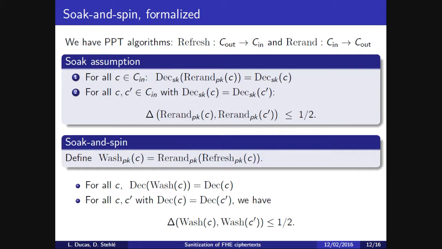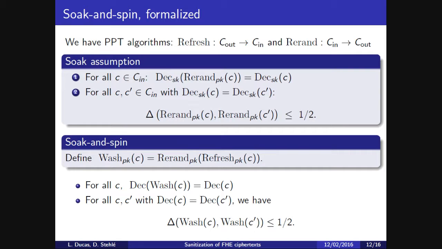So first, we want this re-randomization function to not affect the underlying plaintext. So the decryption after re-randomization should still be equal to the original decryption. And this time, instead of directly asking that the statistical distance between two ciphertexts after re-randomization is negligible, we just ask that the statistical distance is less than 1/2, or less than a constant.